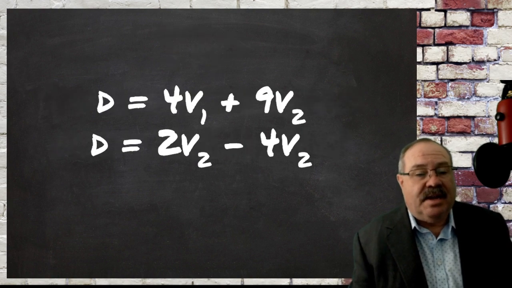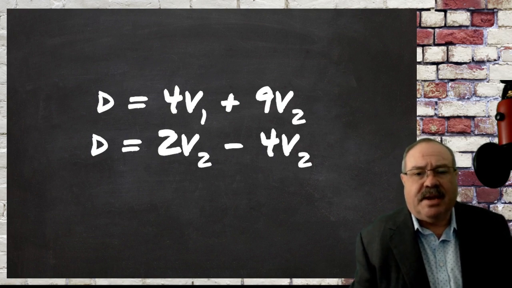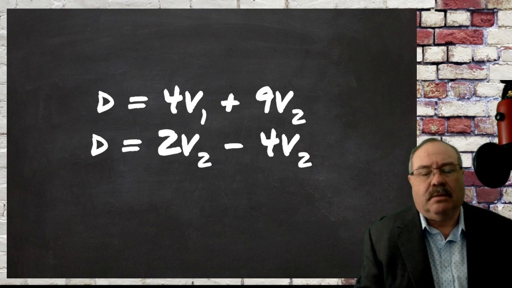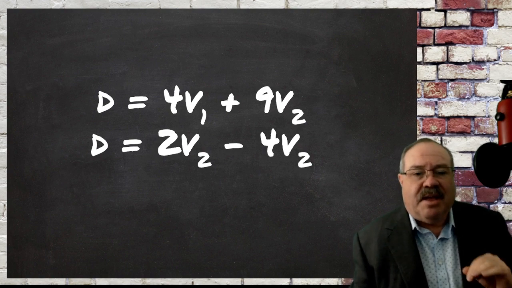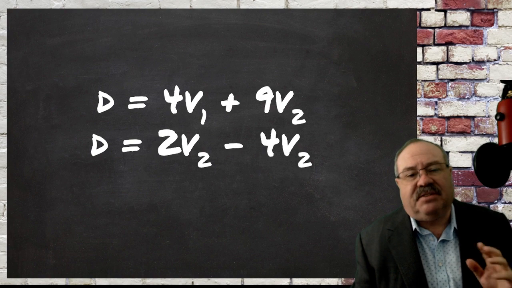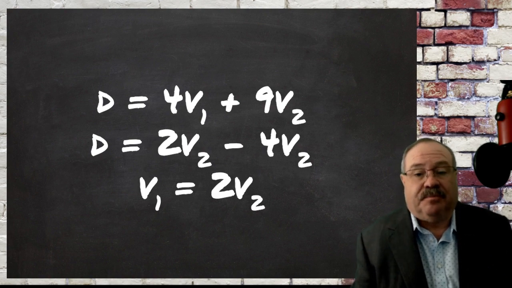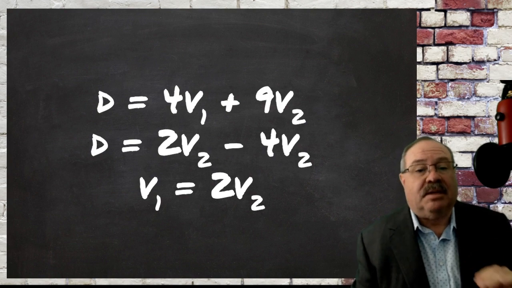I have d is equal to 4v1 plus 9v2, and d is equal to 2v1 minus 4v2. I only have 2 equations, but 3 unknowns. Wait. The problem also says that one of the cars is moving twice as fast as the other, so v1 is equal to 2v2. Okay, now I have 3 equations for my 3 unknowns. I have the physics of the problem licked.